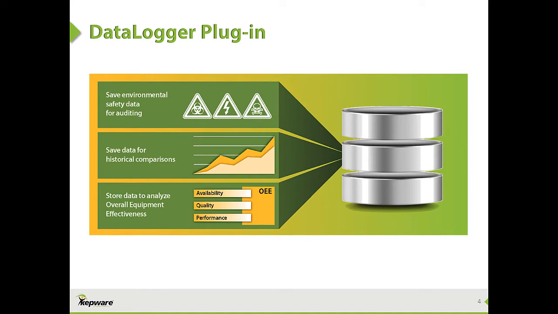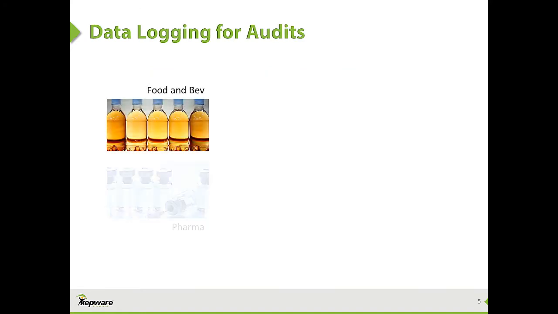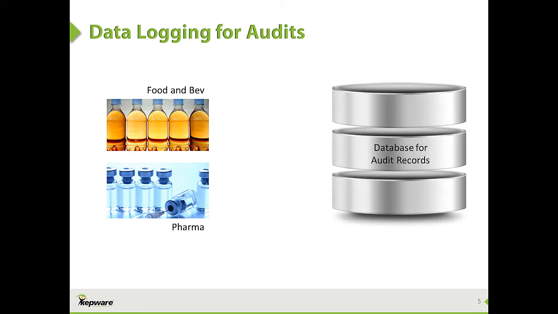Many of you are familiar with our DataLogger plugin. You can store data off to ODBC compliant databases like SQL Server or MS Access, save environmental data for auditing, make historical comparisons, or save data for analysis. Now, a use case here is maybe you're a food and beverage or pharmaceutical or another type of company. You might be subject to rigorous audits to avoid things like tainted food or medication because human health and well-being is at stake. So in order to meet these standards, you might use a database to record and track information about the batches of food or drugs that you're producing.